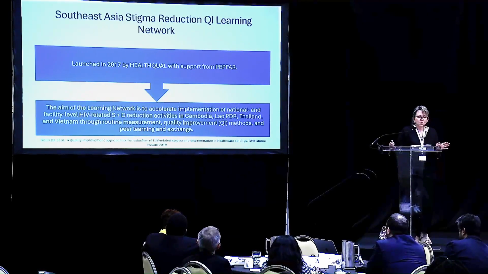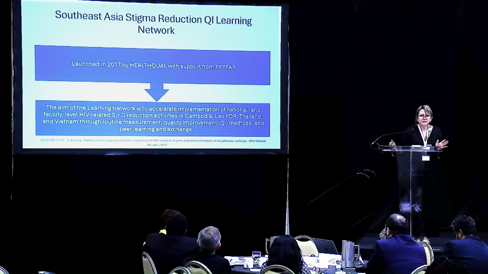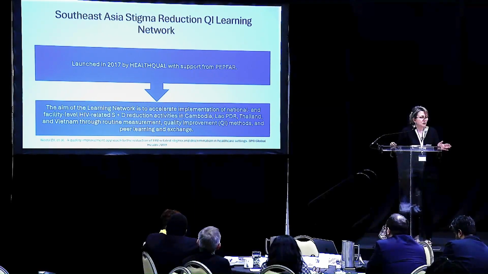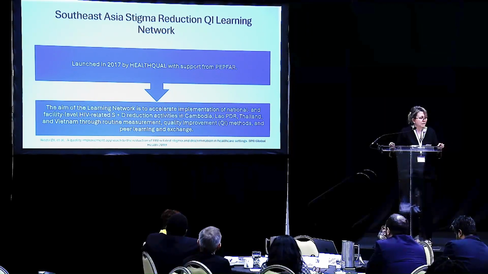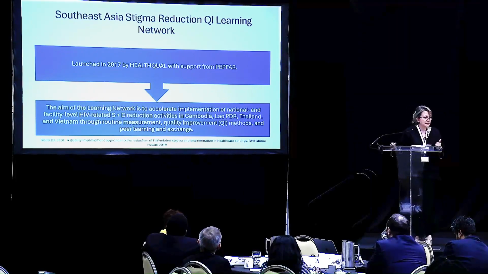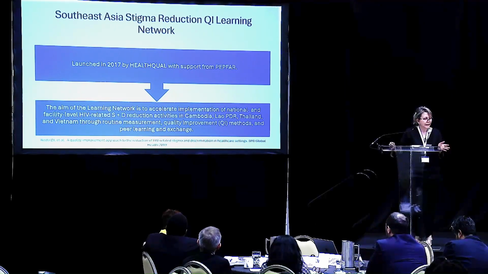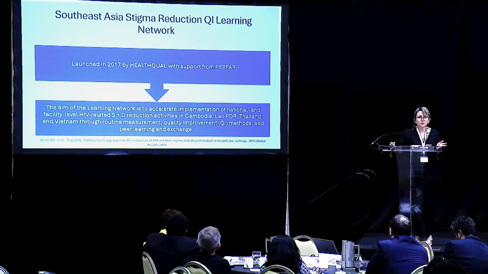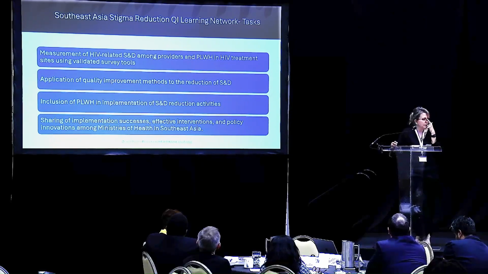outcome. So this one, which is an ongoing project from Southeast Asia, was launched in 2017 by HealthQual and is supported by PEPFAR. The aim of this learning network is to increase S&D elimination activities in 4 countries, Cambodia, Laos, Thailand, and Vietnam, through, most importantly about this project, use of traditional QI methods. Peer learning and exchange is an important part of it. They meet frequently. The last meeting was just a few months ago, and I have some information of that.